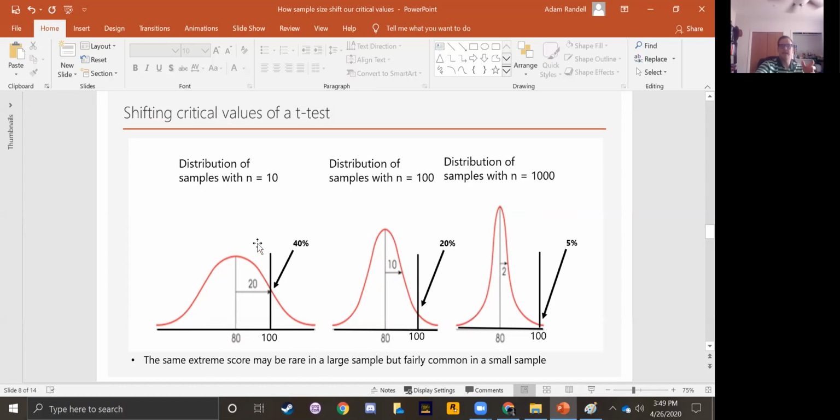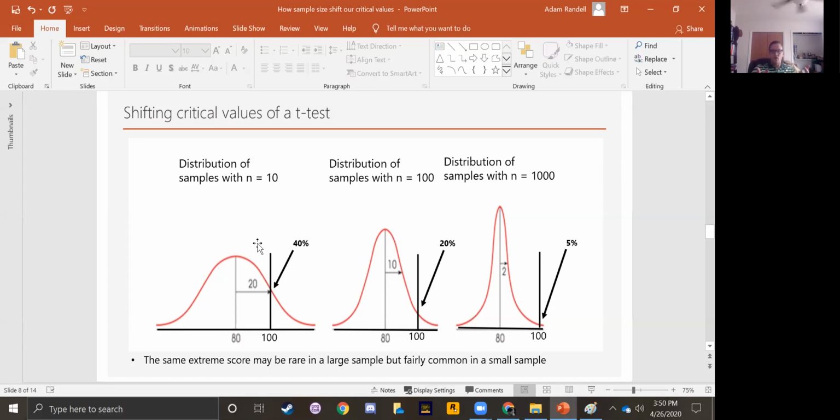Okay, now let's look at the same value in each of those distributions. So let's say that our population mean is 80. Okay, and let's say that we want to see whether or not a sample mean of 100 is an extreme score, right? So let's say we want to see whether or not a sample mean of 100 is statistically uncommon or statistically rare.